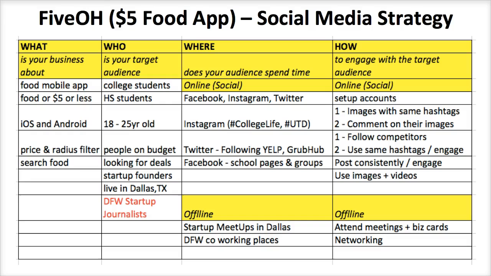Now let's look at the who column. Who is the ideal target audience for 5.0? So obviously it's the college students and high school students between the ages of 18 and 25, and people on a budget, people who do not have a lot of cash. Also people who are looking for deals all the time. Startup founders, because they are always short on cash. And initially, since we were based in Dallas, our initial target audience was people who live in Dallas.